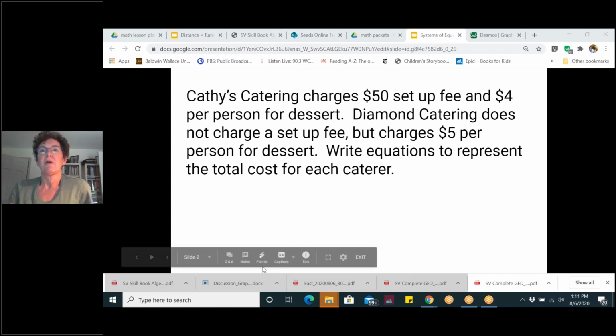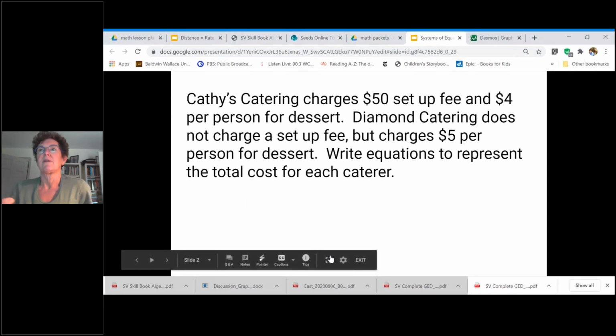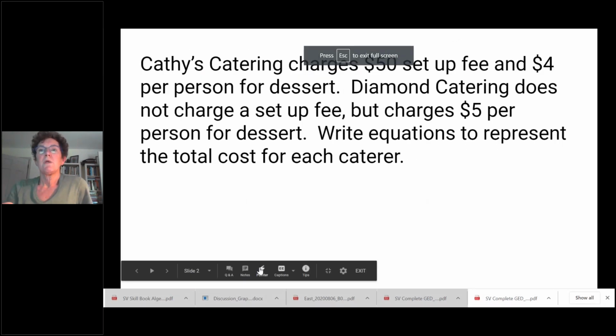And I have to remember how to go to full screen. There we go. And to get my pointer.